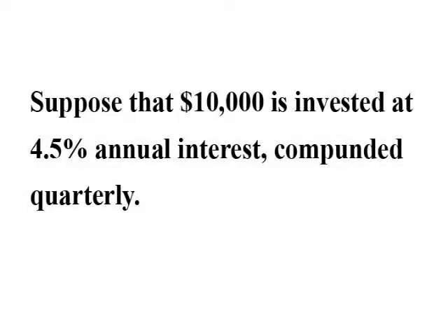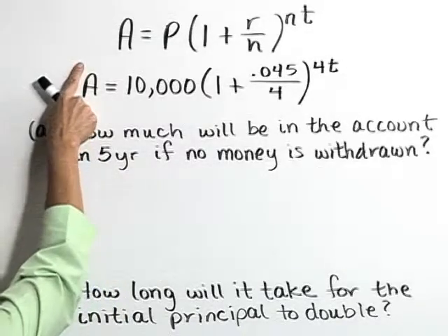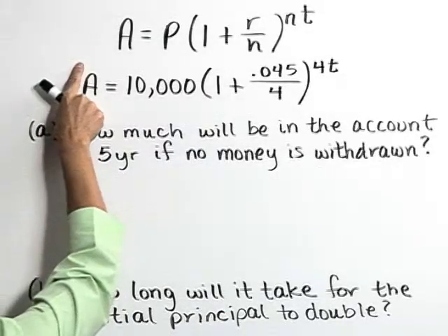Suppose that $10,000 is invested at 4.5% annual interest, compounded quarterly. In Part A, we want to answer the question, how much will be in the account in 5 years if no money is withdrawn?